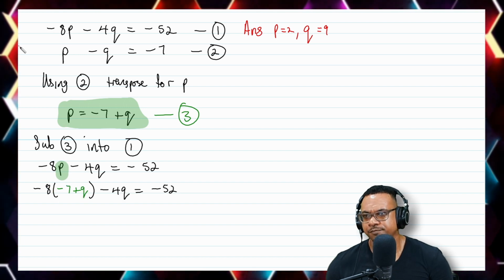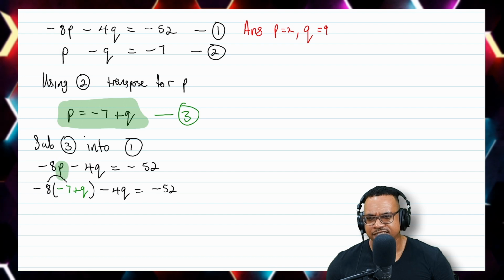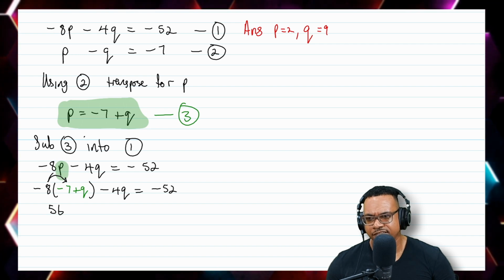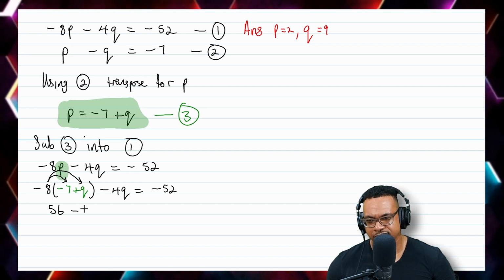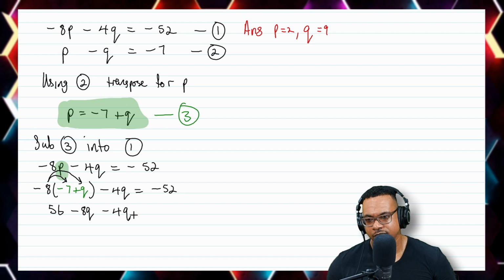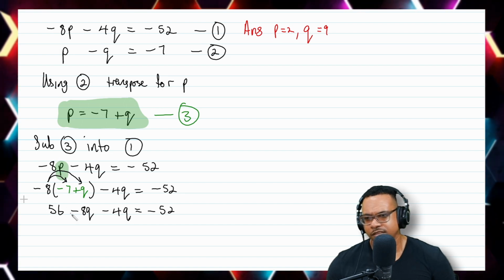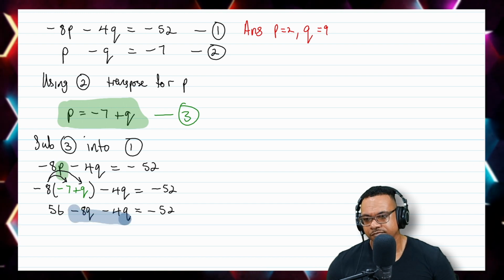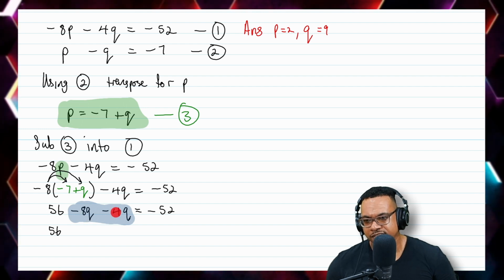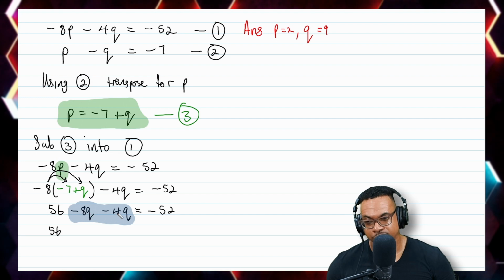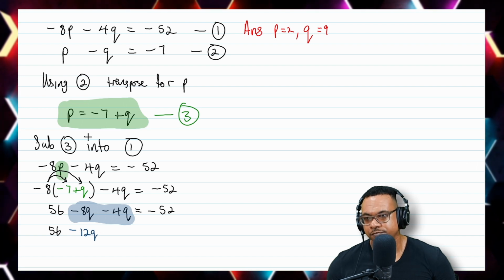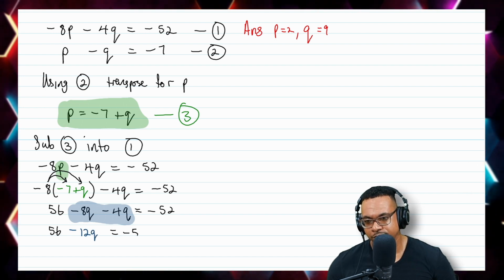So I could expand the brackets here. So I'll have negative 8 by negative 7, which is positive 56. Then I'll have negative 8 by positive q, which is negative 8q. Then I'll write back the 4 times q is equal to negative 52. These two are your like terms. So I'll write 56. And then we have two negative signs, so we're going to add and keep the negative sign. So 8 plus 4 is 12, so I'm going to get negative 12 times q. So that's negative 12q is equal to negative 52.